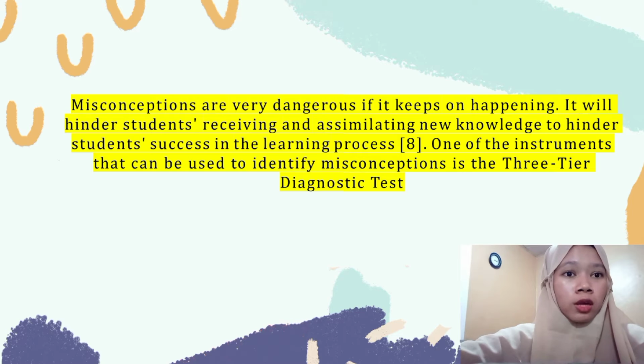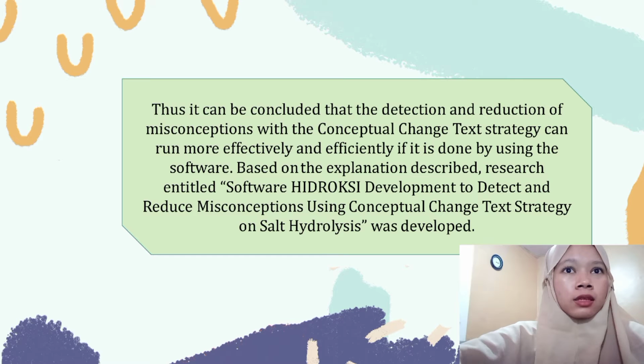In the conceptual change text learning strategy, there are phases that must be known, which are 1. Showing the student conception. 2. Creating conceptual conflict. 3. Equilibration process. 4. Concept reconstruction. And the process of curing misconception by means of CCT is more effective when using media because the result will be identified more quickly. Thus, it can be concluded that the detection and reduction of misconception with the conceptual change text strategy can run more effectively and efficiently if it is done by using software.